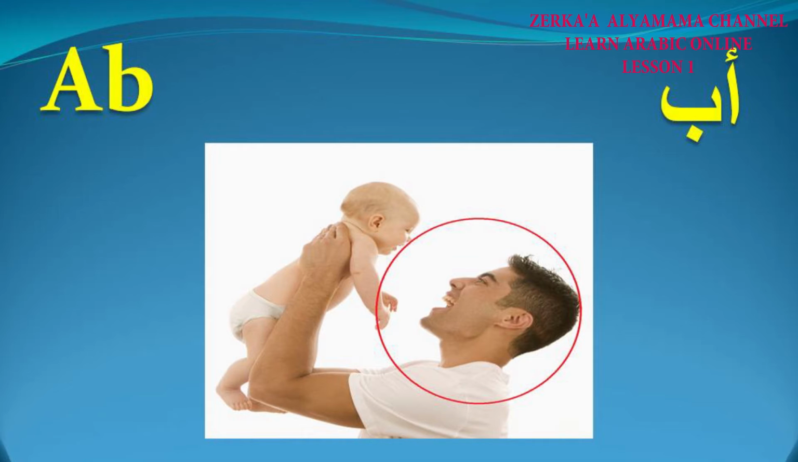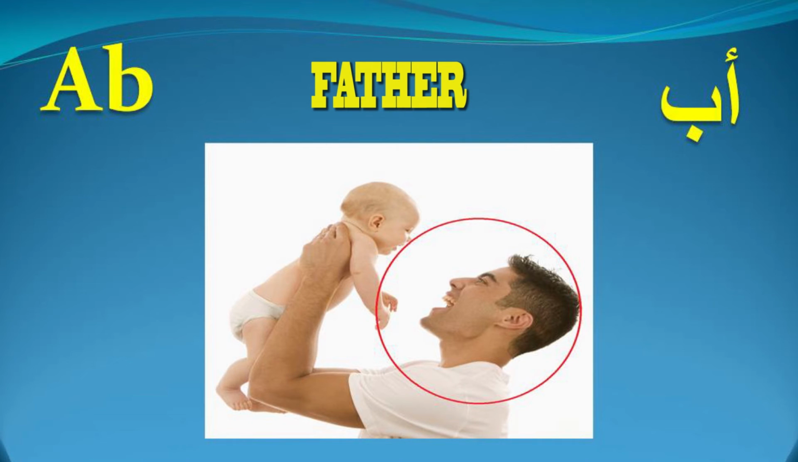Ba is not connected with the alif, because the alif refused to connect with it, so it remains independent too. Then we have one word with two letters, two independent letters. Ab, ab, ab. Repeat please. Ab, ab. Good. Ab means father.